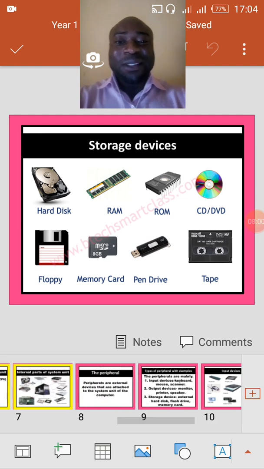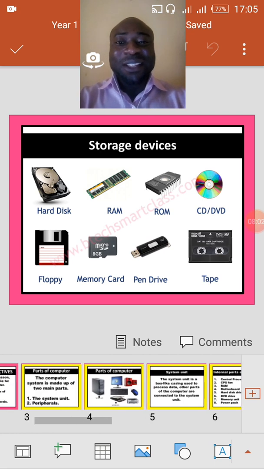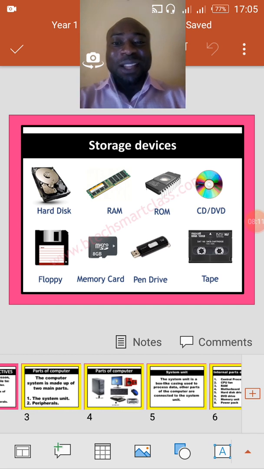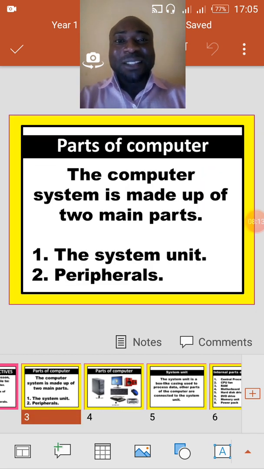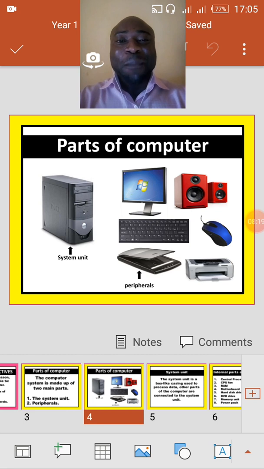Now, one thing to go home with is that when you see the computer system, it is always divided into 2 major parts, and the parts are the system unit and the peripherals. And other parts of the computer that are called peripherals are connected to the system unit.